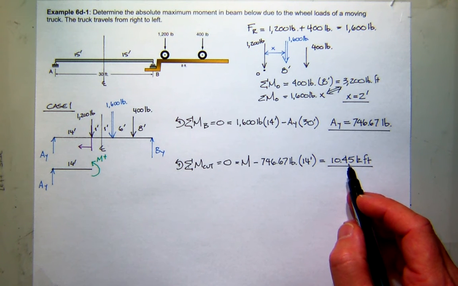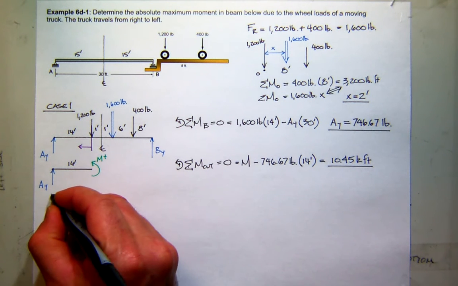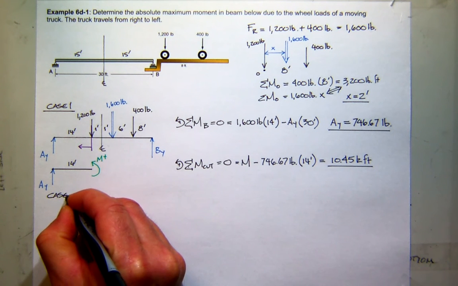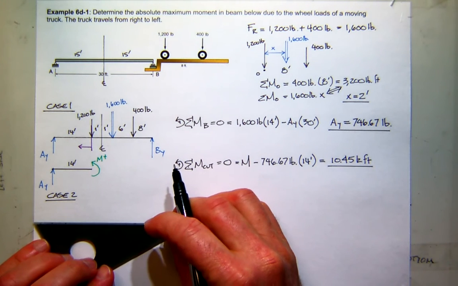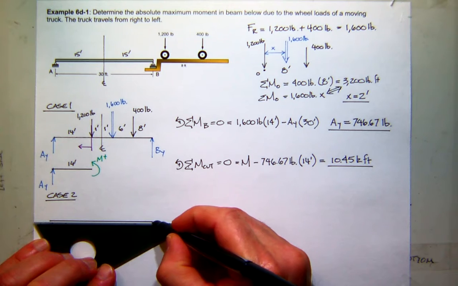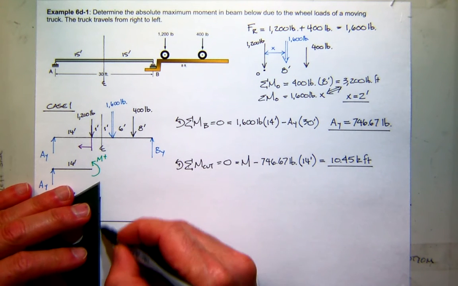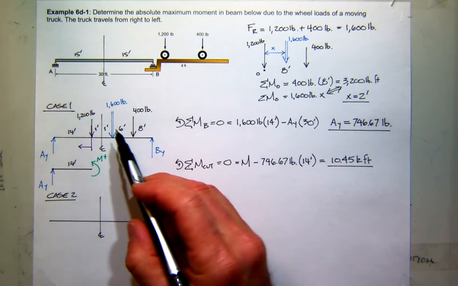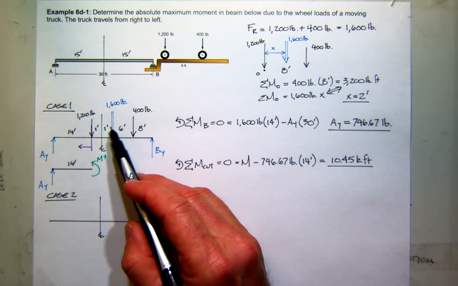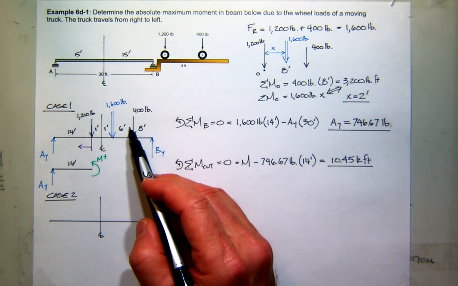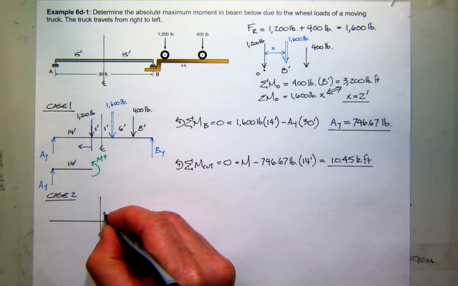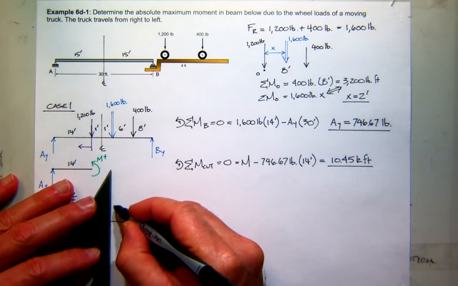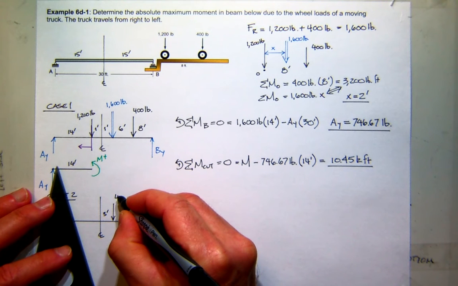Is that the highest one? Maybe. We have one more case to check. So let's go to case 2. Since we have 2 forces in our system, we have 2 cases. So again, I'll redraw the system about the center line. Now I'm going to balance the resultant force with the second force. What's the distance between those? 6. So I split that, it'll be 3. So that means 3 feet to the right of the center line is the 400-pound force.